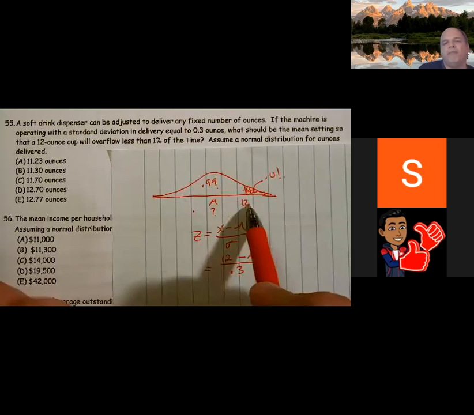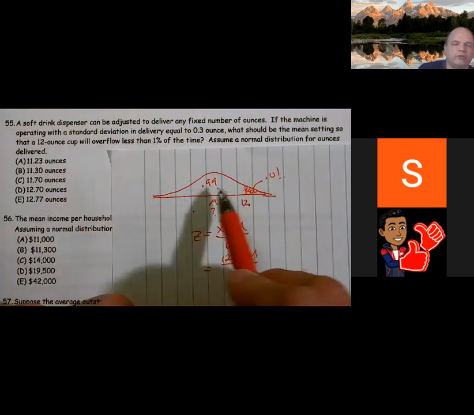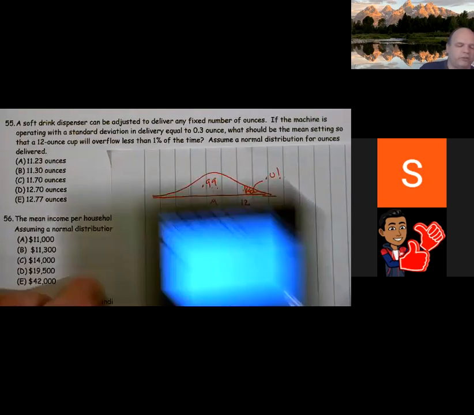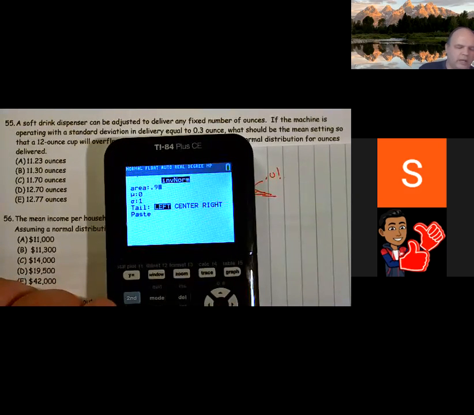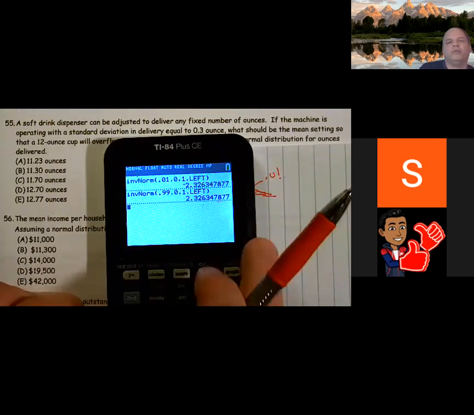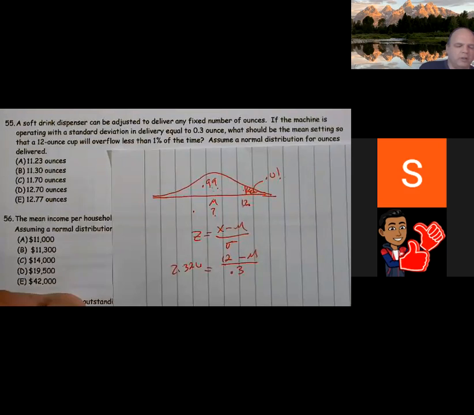But since I'm above the mean, I shouldn't have a negative Z-score. This should be a positive Z-score. I should have run the 99%. So second vars, inverse norm, 0.99, and I get 2.326. All right, so 2.326 solved by algebra.